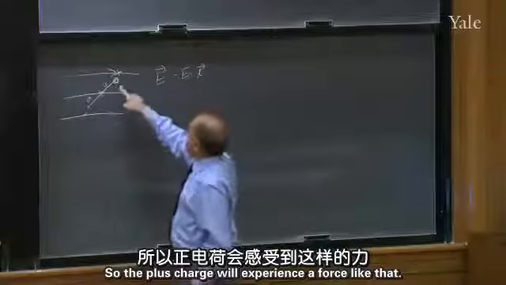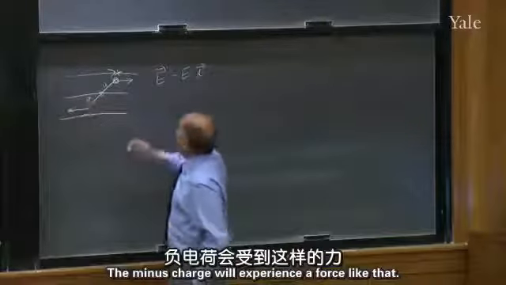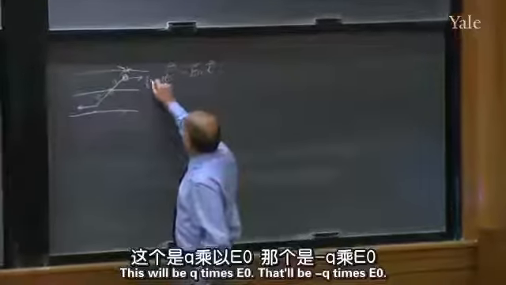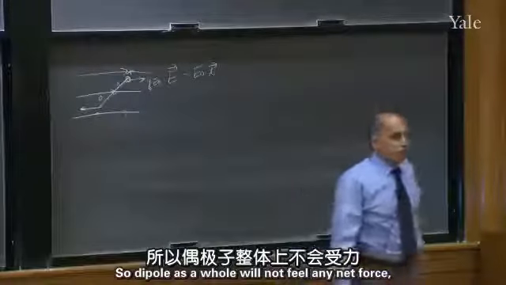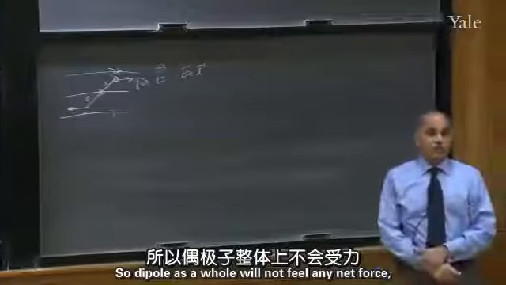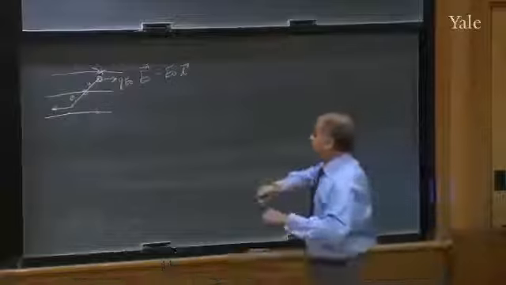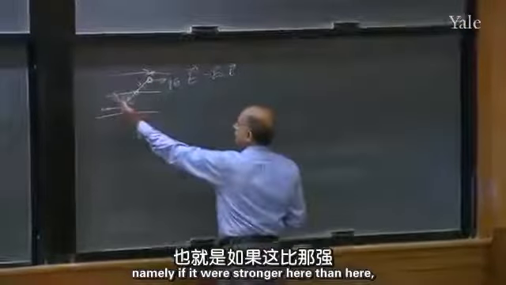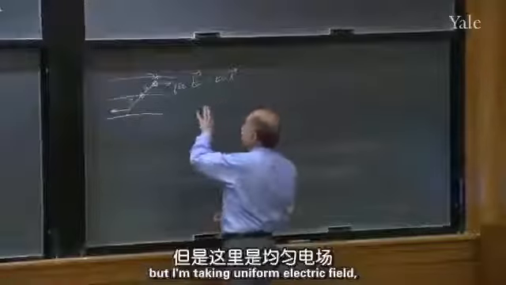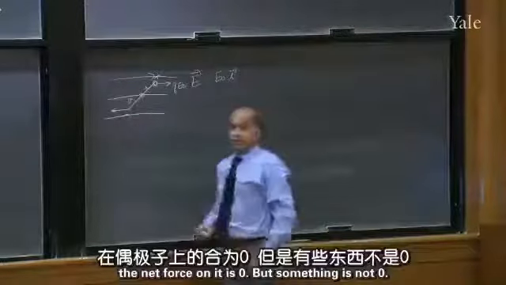So the plus charge will experience a force like that. The minus charge will experience a force like that. This will be q times E0. That will be minus q times E0. So the dipole as a whole will not feel any net force, because the two parts are getting pulled by opposite amounts. If the electric field were not uniform, namely if it was stronger here than here, then of course it will drift to the right. But I'm taking a uniform electric field, and because the charges are equal and opposite, the net force on it is 0.